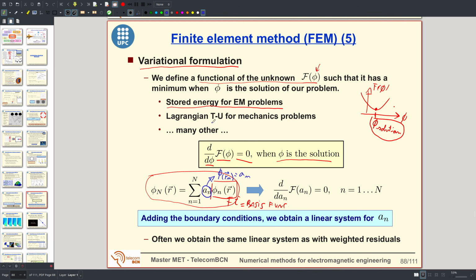And now we have to compute the derivative of the functional with respect to the unknown. The unknown is discretized as a vector of unknown coefficients. So we differentiate the functional with respect to the coefficients. Of course, the functional is now a function of the coefficients because we have expanded the unknown as a linear combination of the finite elements multiplied by the coefficients. So the functional is a function of the coefficients. We differentiate it with respect to the coefficients and set the derivative equal to 0.